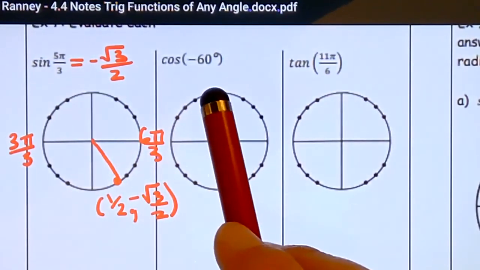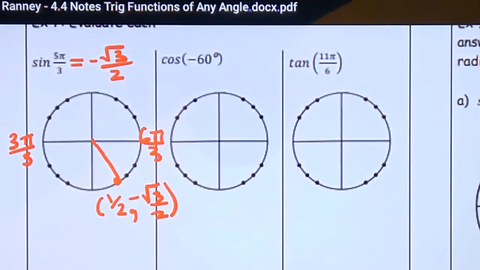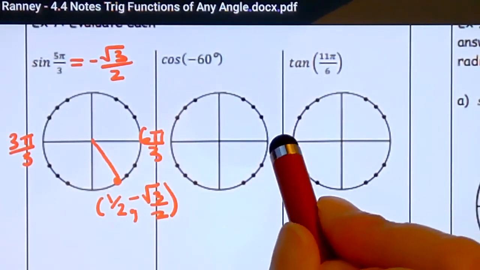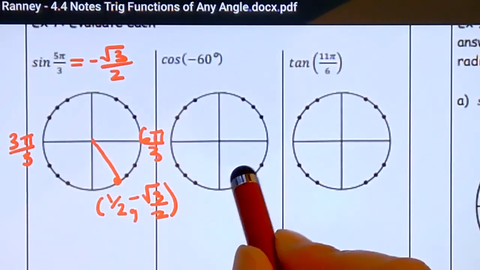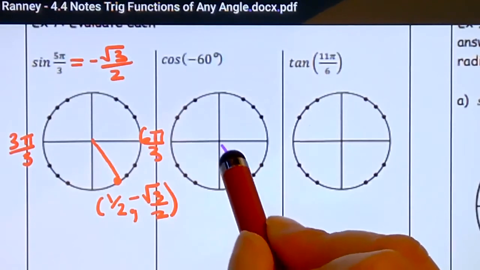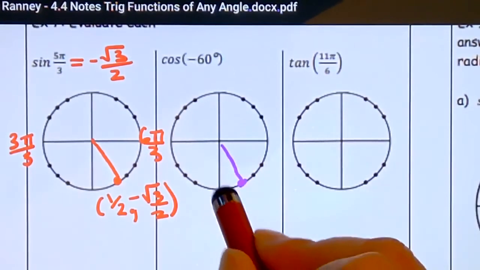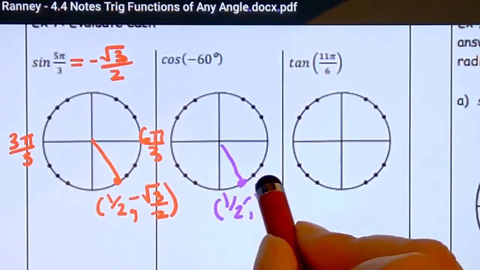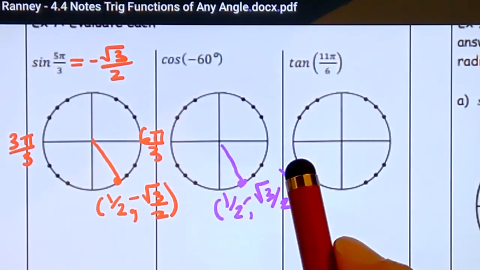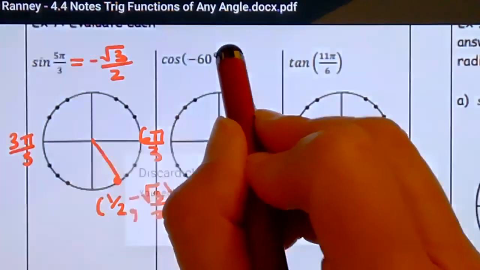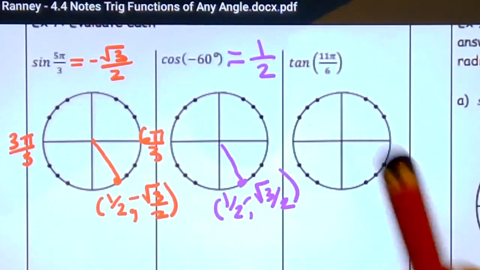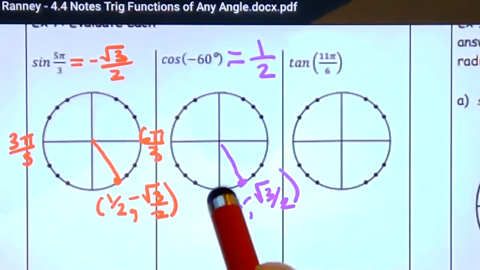Okay, so this one here, cosine, let me just get a different color, okay? Cosine of negative 60 degrees. So I'm going this direction. I actually end up at the same point, okay? I'm just coming this direction. So I end up here again. So again, that's 1/2 comma negative √3/2. And this time I want the cosine, and cosine is the x. So my answer is going to be 1/2. That is my answer. But again, I want to see this work here.